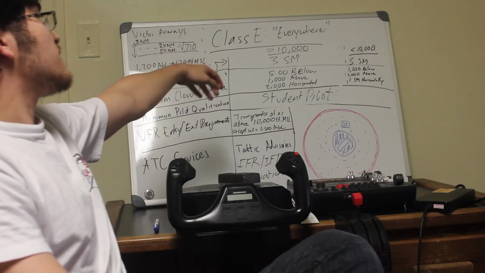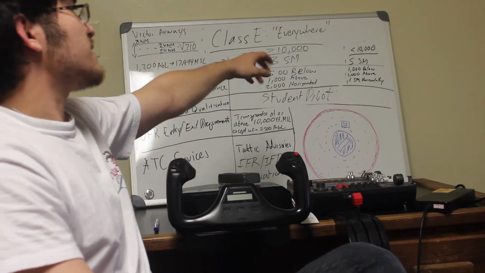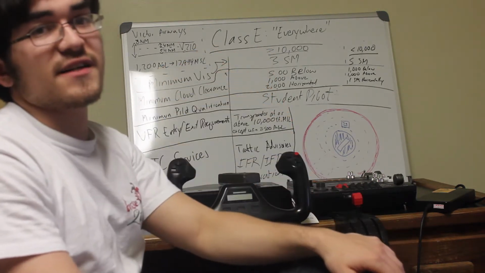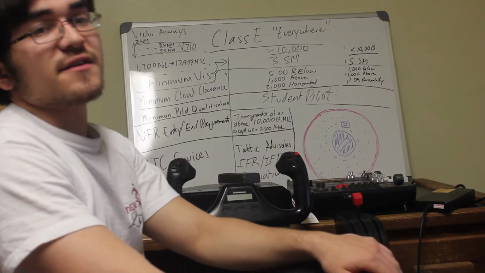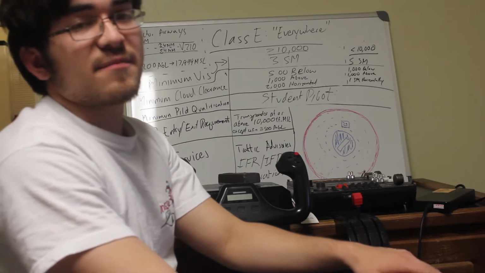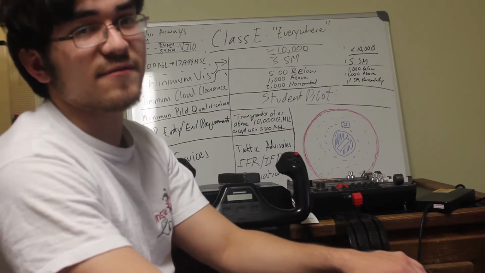Below 10,000 feet, it is 3 statute miles of visibility, and above 10,000 feet, it is 5 statute miles of visibility. The reason for that is that the higher you get up, you're generally going to be dealing with higher performance aircraft, and they operate at faster airspeeds, so the amount of time that you have to see and avoid is diminished.